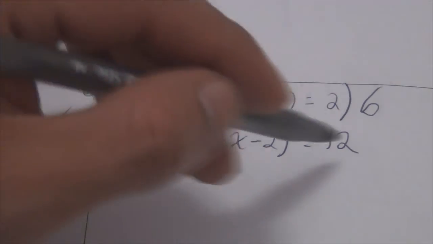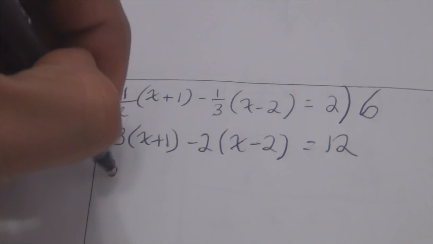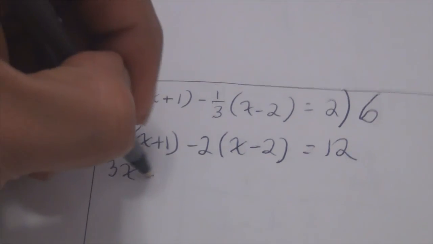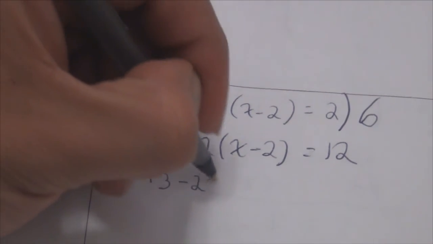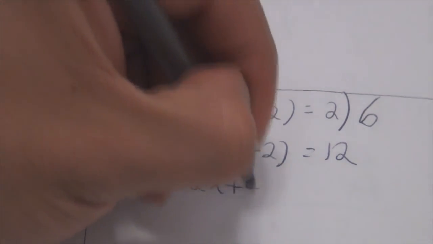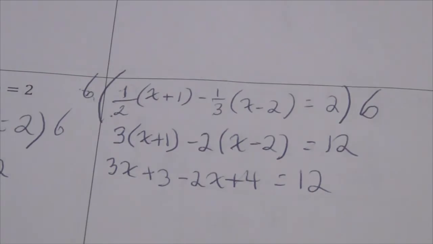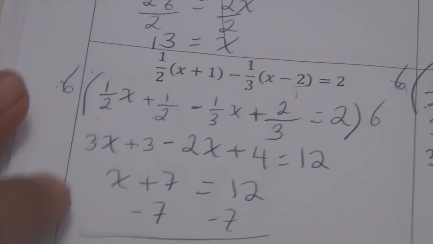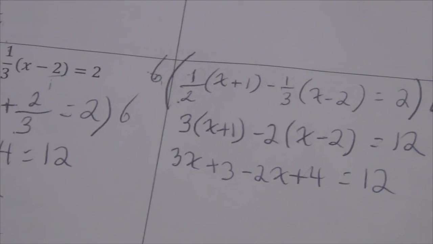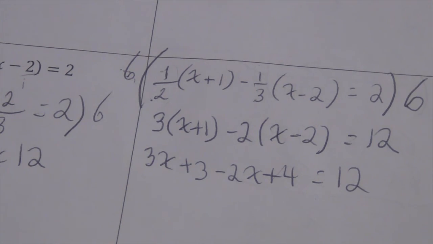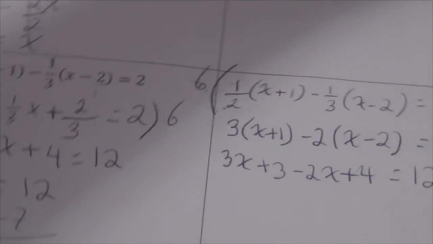All right, so let's see what happens when I simplify this. I get 3x, okay, plus 3 minus 2x plus 4 equals 12. My friends, I think it works. I think it works. All right, so that's it. I'm not gonna do the rest because you already have the answer there.